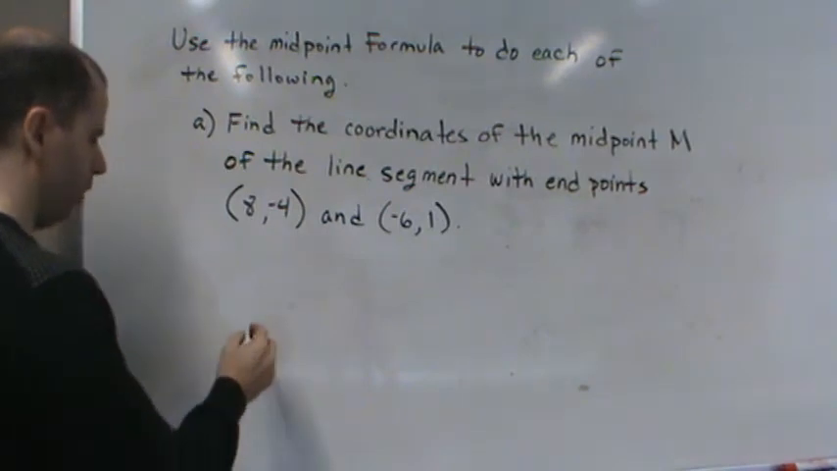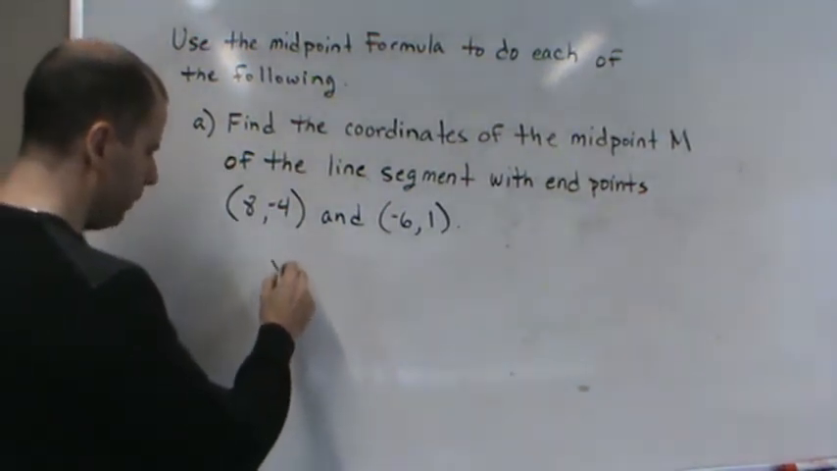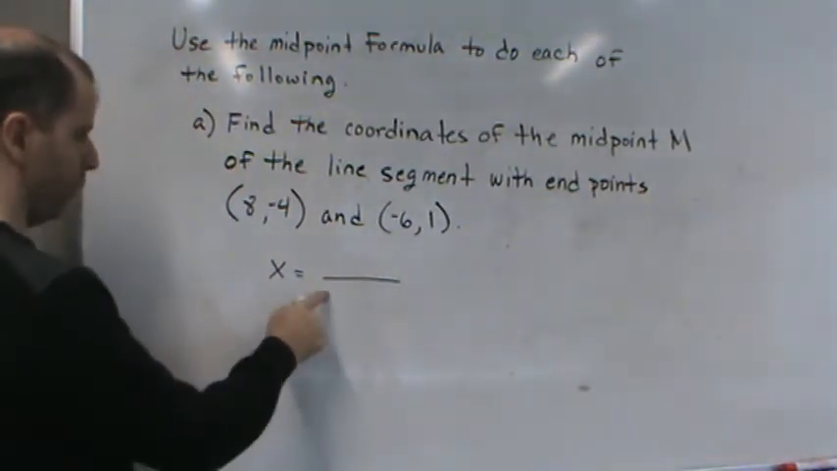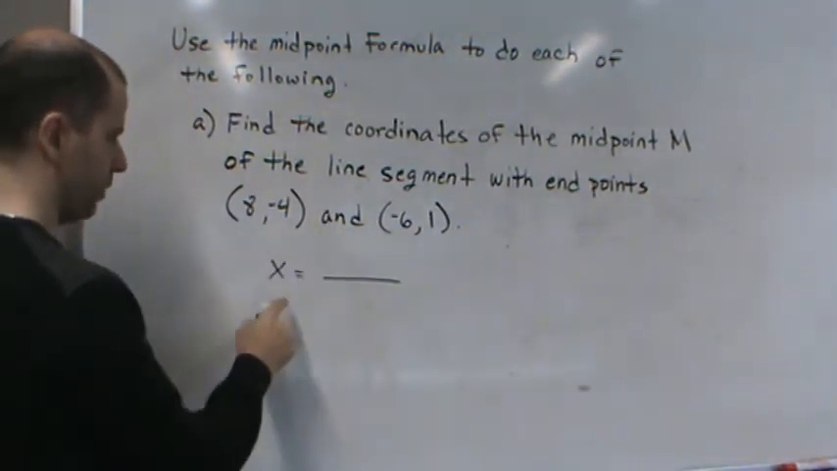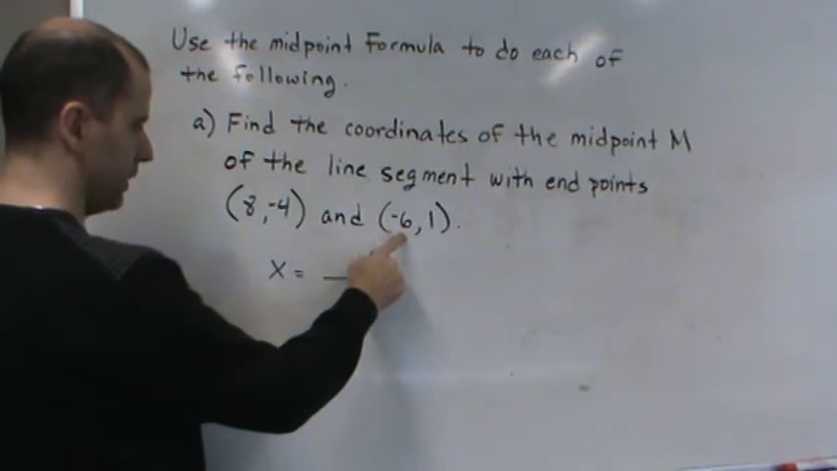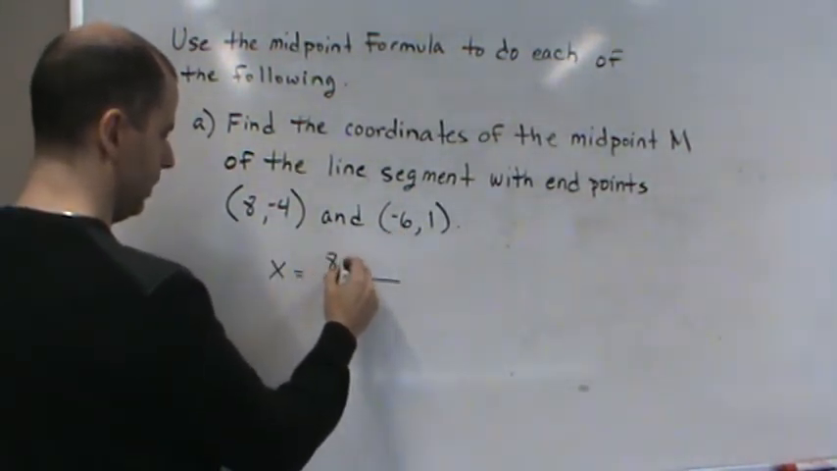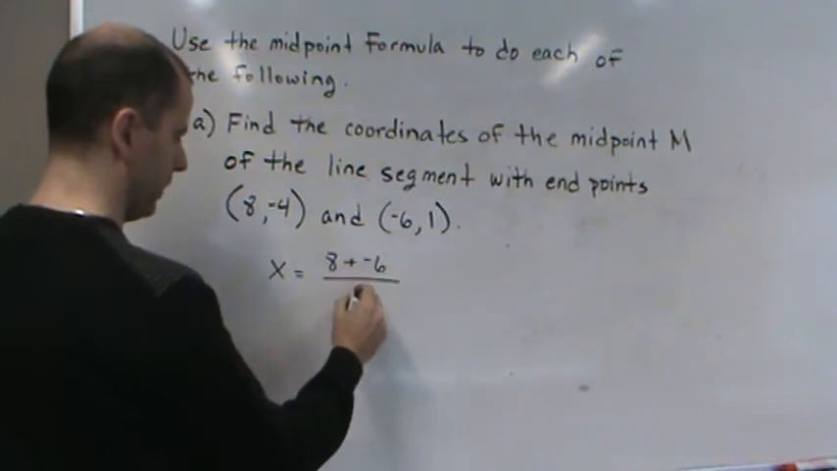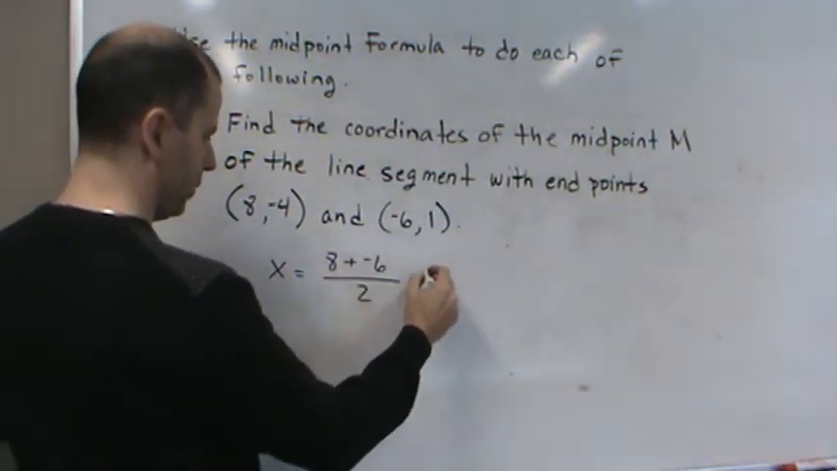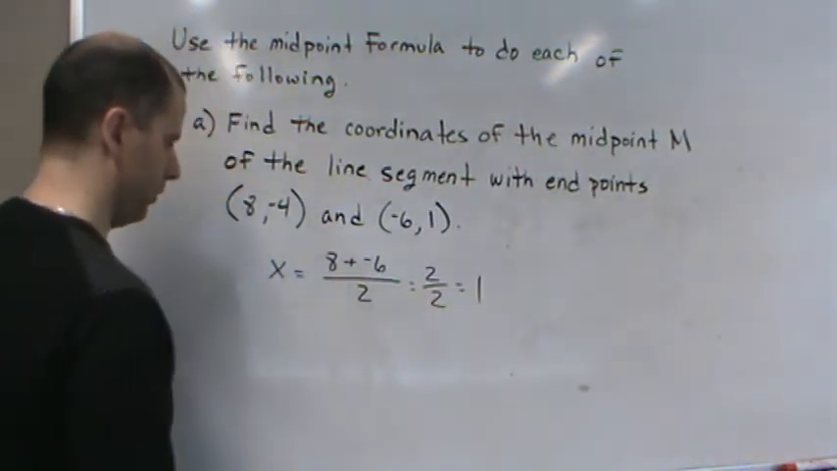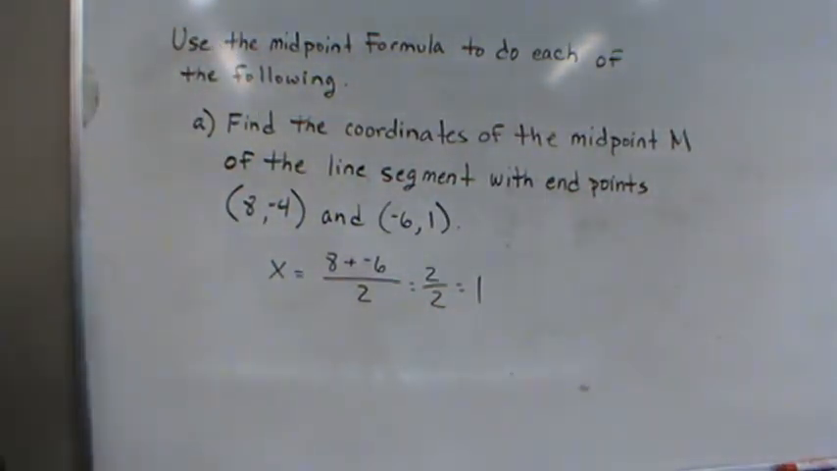Okay, so we know the midpoint of x is just going to be using the midpoint formula for the x values. So it's going to be x1 plus x2 divided by 2. So it's going to be 8 plus negative 6 divided by 2, which is going to give us what? 2 divided by 2, which equals 1. So there's our first coordinate.